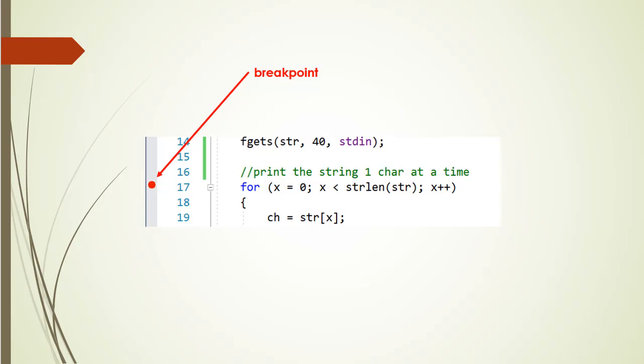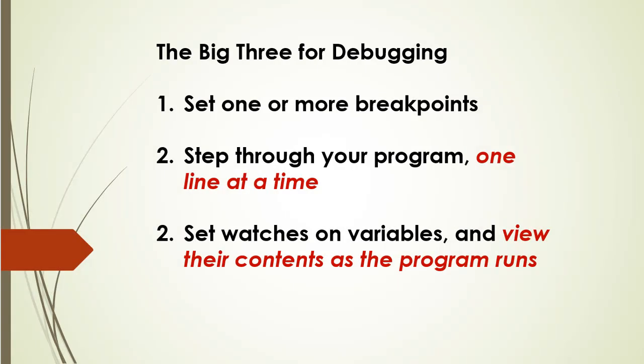The next major capability of a debugger is that it's going to let you step through your program one line at a time. This lets you run your program as slowly as you need to see what's going on behind the scenes. In other words, a line of code waits for you to tell it when to execute. We'll look at stepping through code more closely in just a minute.